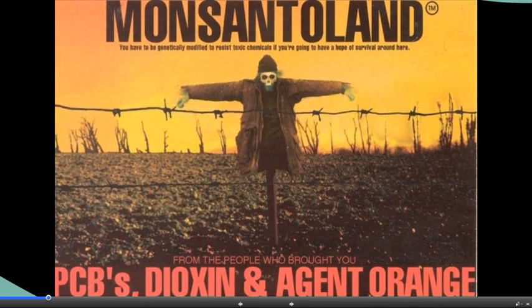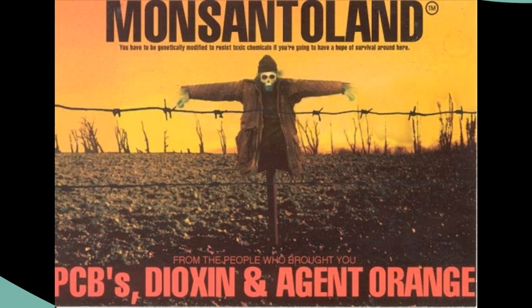Let's start with the intended audience for this graphic poster titled Monsanto Land from the people who brought you PCBs, dioxin, and Agent Orange. What does the audience need to know to get this poster? Why is there a scarecrow in a desolate cornfield? Who is Monsanto? What are PCBs and Agent Orange?